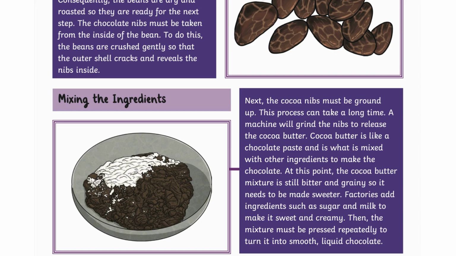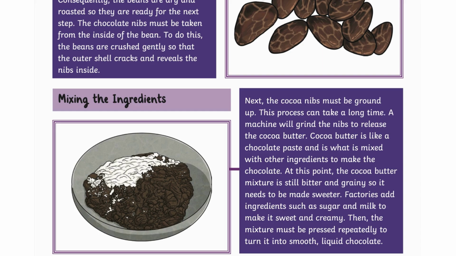Mixing the ingredients. Next, the cocoa nibs must be ground up. This process can take a long time. A machine will grind the nibs to release the cocoa butter. Cocoa butter is like a chocolate paste and is what is mixed with other ingredients to make the chocolate.